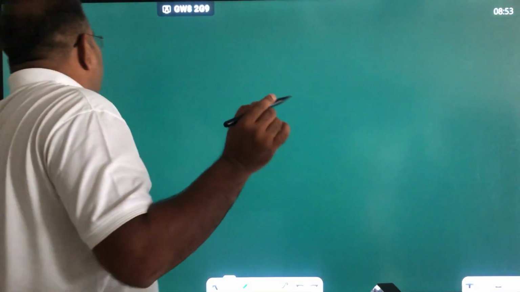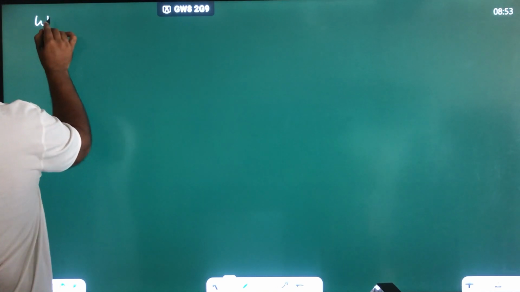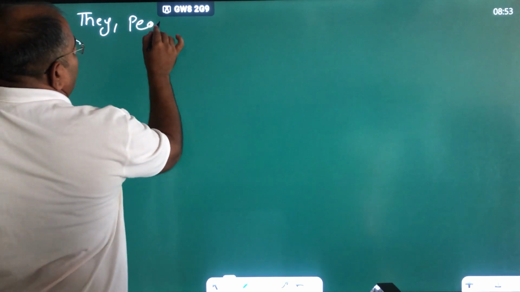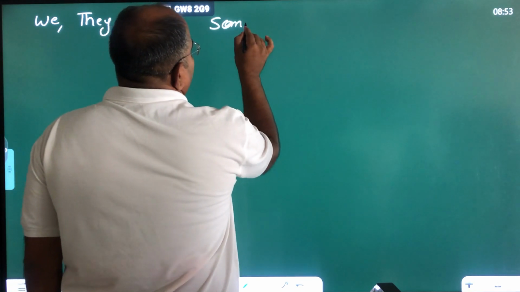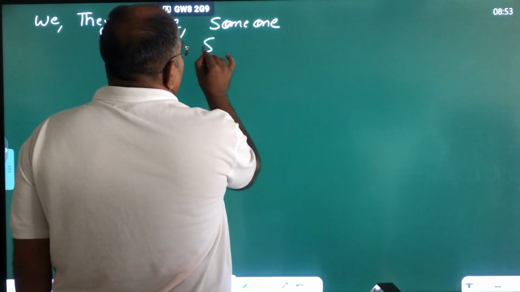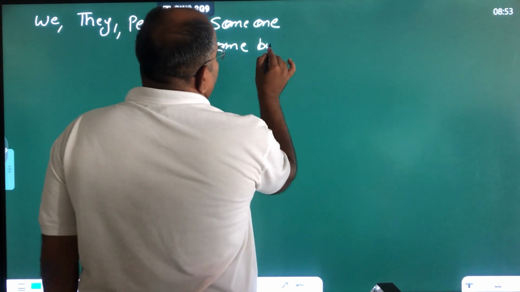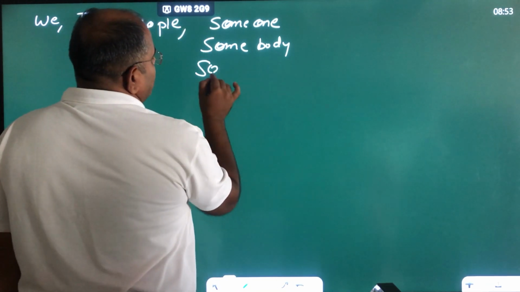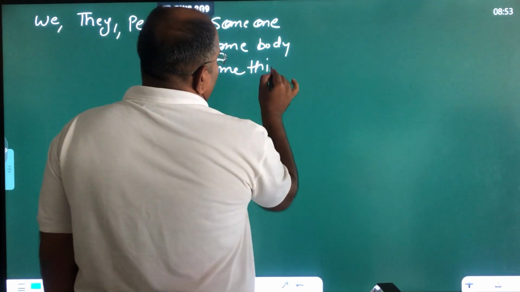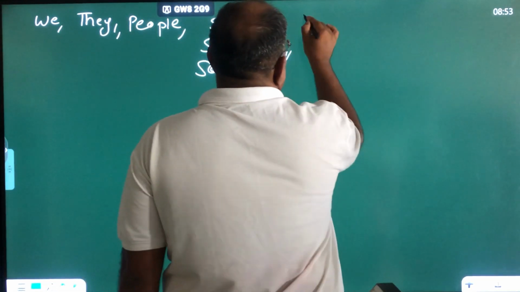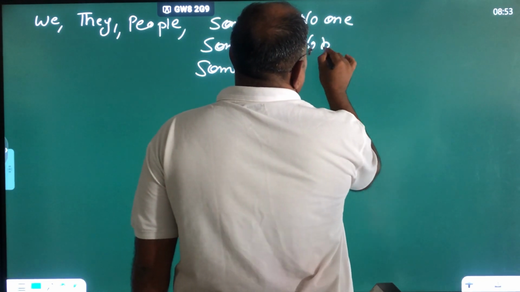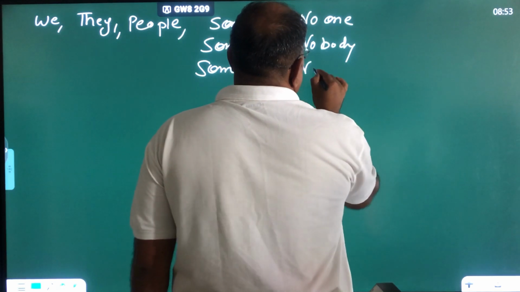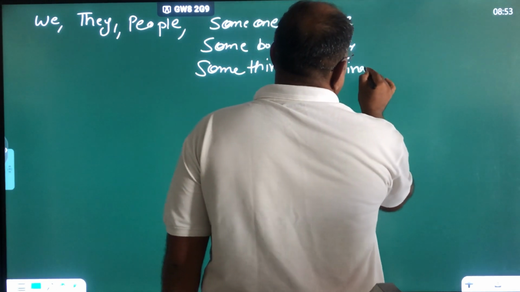I explain here. For example, we, they, and people. Okay? And some, someone, and somebody, and something. Okay? Like no one and nobody and nothing. Okay guys?